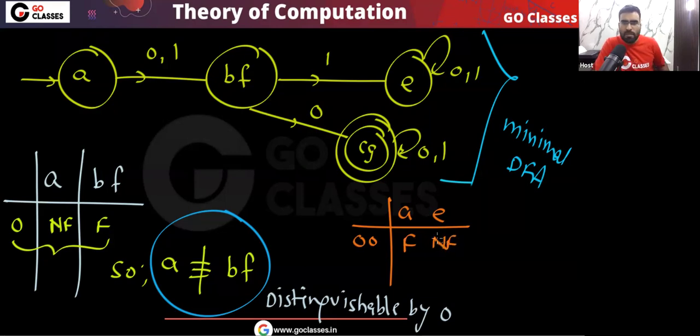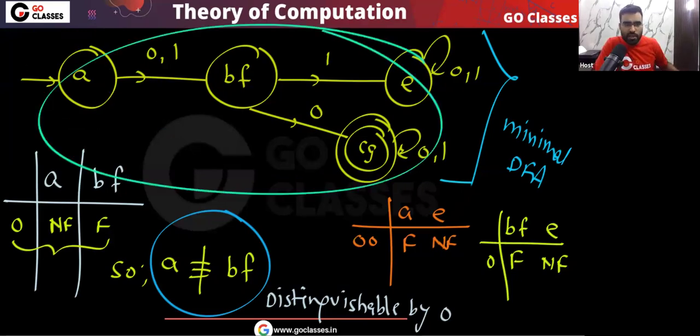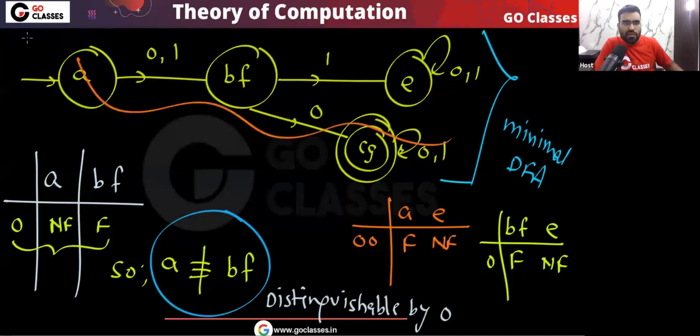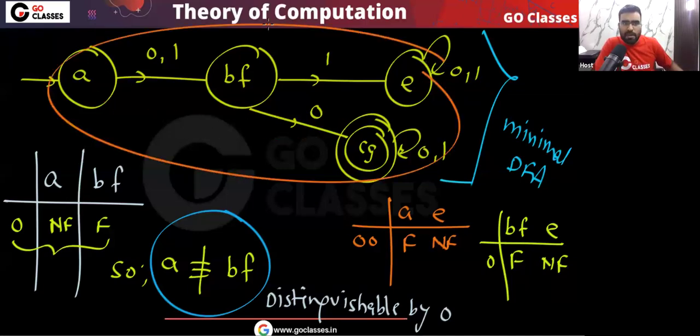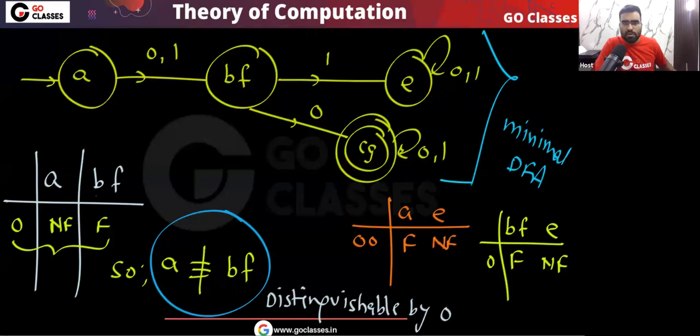They are also distinguishable. What about BF comma E? You can see they are distinguishable by 0. This state BF will go to final and this state E will go to non-final on 0. So that is the reason I can say now this is a minimal DFA. Is this clear? This DFA is minimal because all these states, they are distinguishable. No two states are equivalent now. Now no two states are mergeable. All states are distinguishable. So this is the minimal DFA. I hope this point is clear.